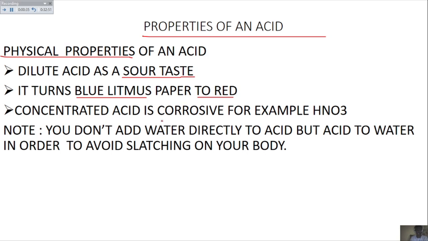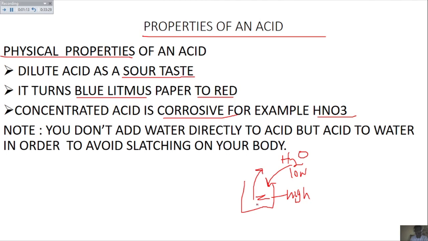Now we have concentrated acid. I've told you that concentrated acids are very, very corrosive, for example HNO3. And you have to remember that you don't add water directly to acid, but you add acid to water. Why? Because when you have acid and you are pouring water into it, the heat here is low while the heat here is high. And you remember, the flow should be in this direction, from high to low.